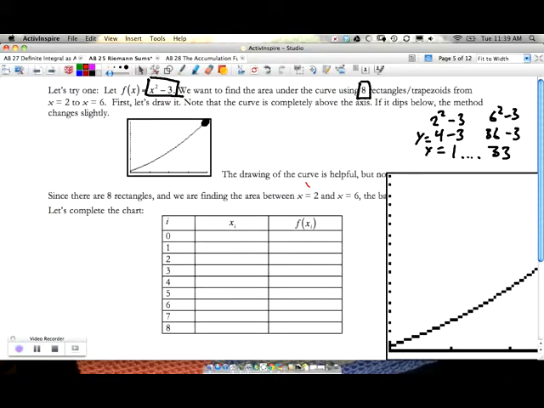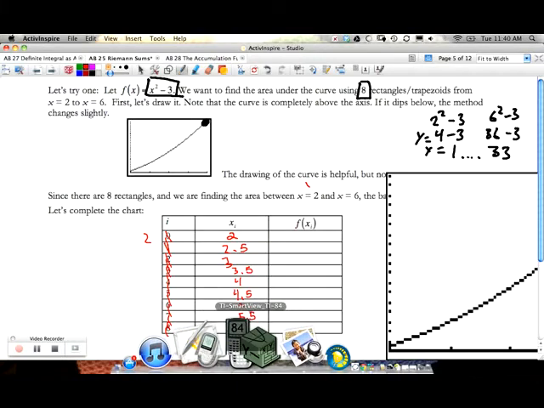Down here, now it says f of x sub i. So I'm actually going to change these a little bit for the purpose of what we're looking at. I'm going to call this 2. So x sub i, here's where it goes. So this is 2, then 2.5, then 3, and 3.5, 4, 4.5, 5, 5.5, and 6. That's where those pieces are coming from. So what is f of 2, f of 2.5, and so on?